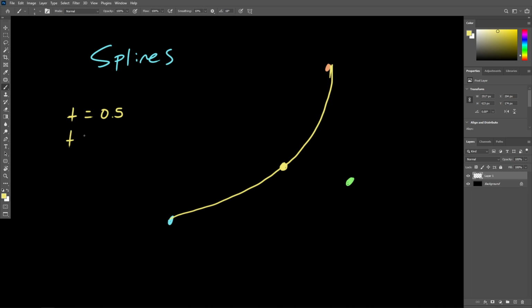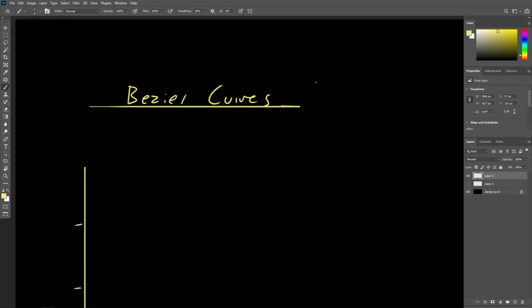We can do the same for t equals 0.25, which would allow us to find this point right here, precisely a quarter of the way along the curve. We can do this for any point along this curve. All right, so the first type of spline that we're going to talk about is the Bezier curve.